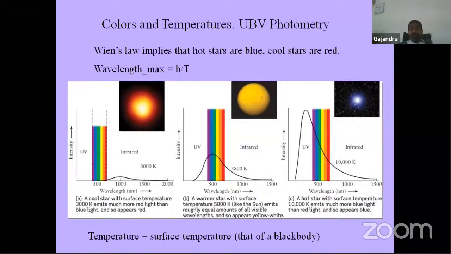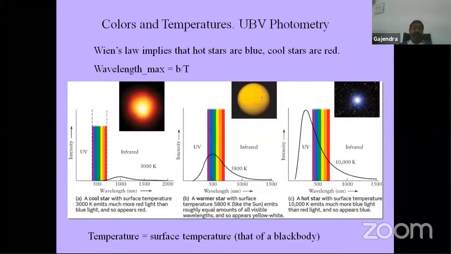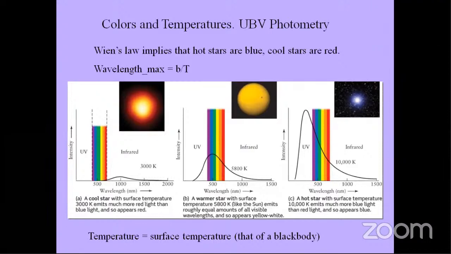So from all these, if you have a star, can you think how you could get the temperature of that star? Roughly you can attribute some temperature. If it is blue, you will say it's a hot star. If it appears red to your eye, you will say it is a cool star. And if it appears yellow, then you would say, okay, the star's temperature is like the sun's temperature. This is a broad way of assigning temperature to stars.